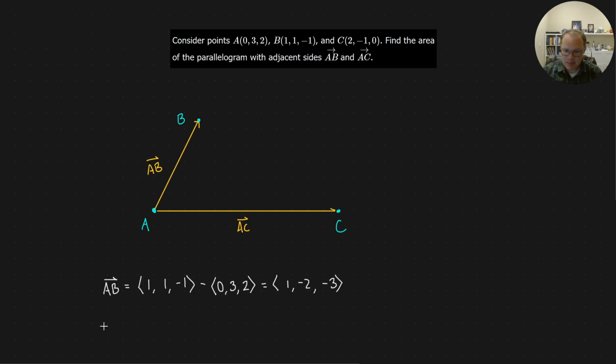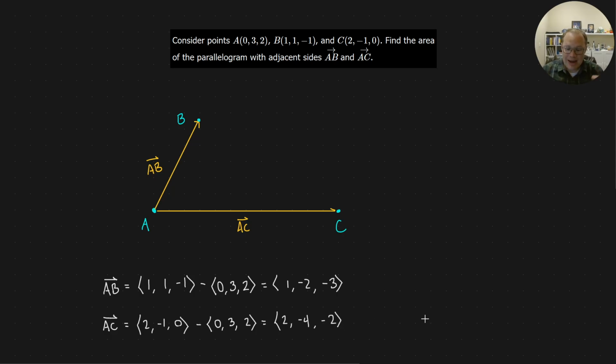Okay, and then do the same thing to find AC. I want the vector that starts at point A and ends at point C, so I'm going to do end minus start. I want to end at point C, that's 2, negative 1, 0. I want to start at point A, that's 0, 3, 2. If I subtract, I get 2 minus 0 is 2. Negative 1 minus 3 is negative 4, and 0 minus 2 is negative 2.